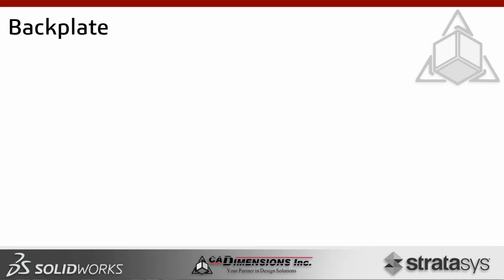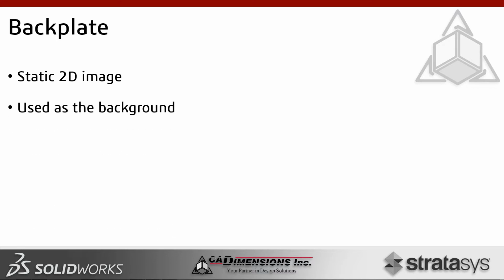Now let's talk about backplates. So a backplate, like I kind of mentioned before, was a traditional static 2D image, and it's just used as the background. So it just throws in there, stays there, it's static, and it does not move with the model. So if you're moving your model around, it's not going to move. Now, if you have an HDRI or an HDR environment in Visualize, when you rotate your model, it will rotate with it, but a backplate will not.